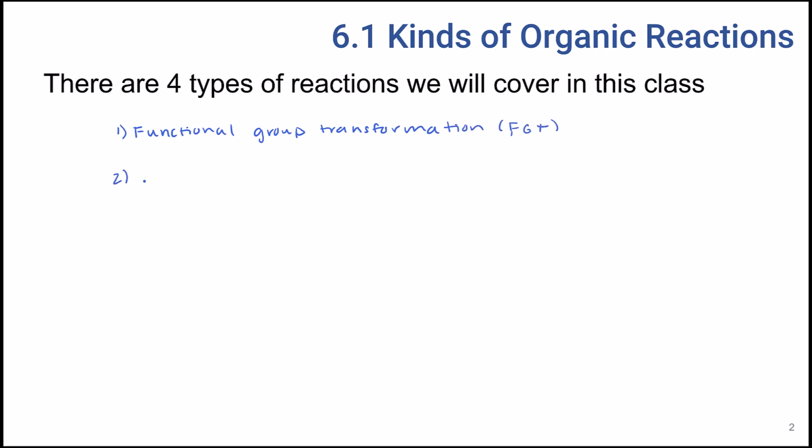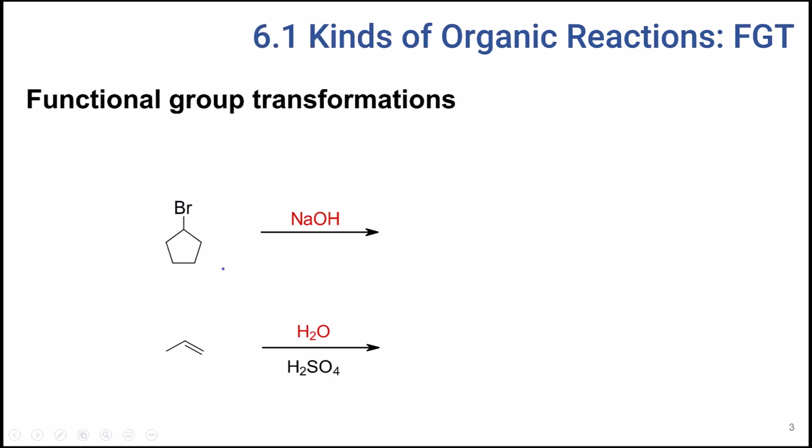We're also going to look at reactions where carbon-carbon bonds are formed. We have reductions and then oxidations. So in a functional group transformation, one functional group changes into another.